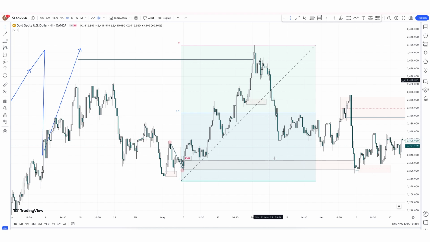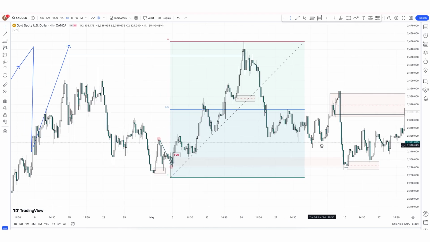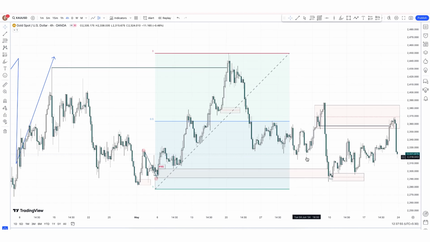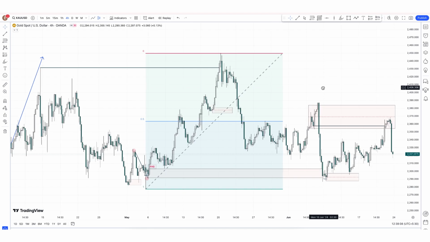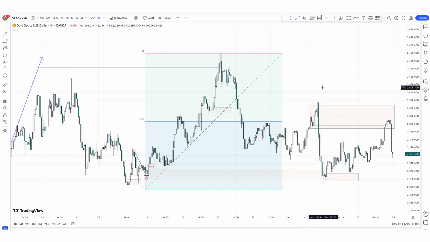In the next episode we'll cover the other variants of the order blocks, like rejection, mitigation, order flow. Other types of order blocks I will cover in the upcoming episodes. Okay, hope you guys like this.